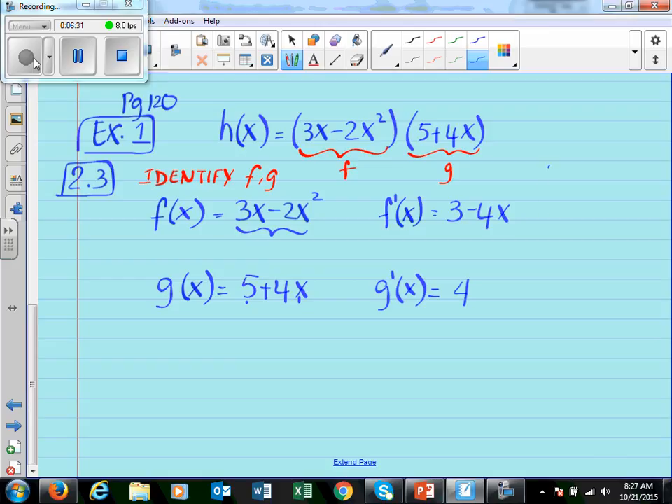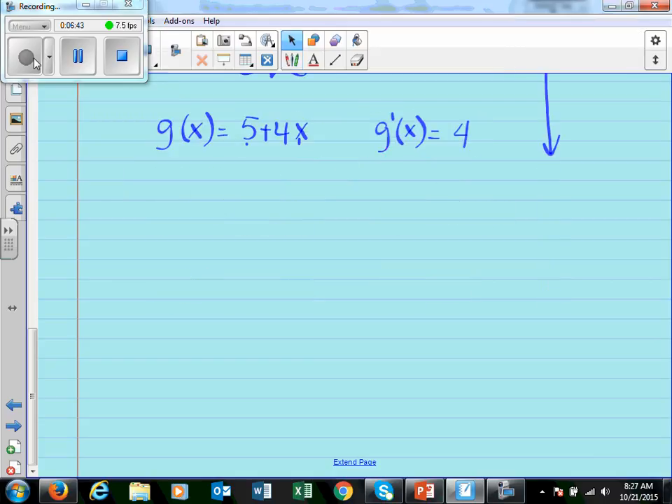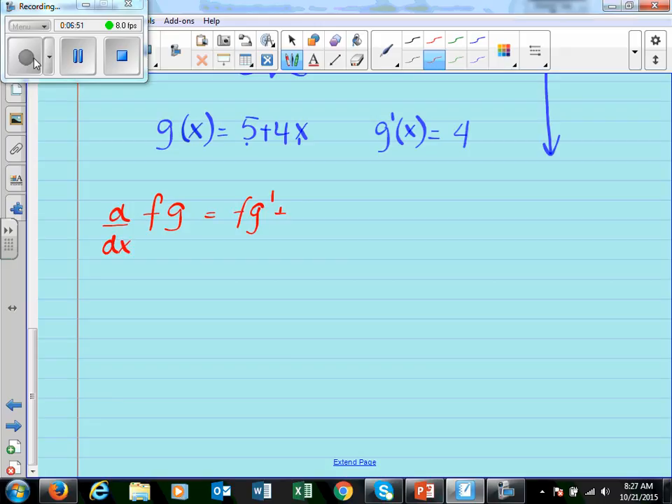In this step, all we are doing is setting up the problem. The first step is to identify f and g. The second step is to find the derivatives. Now the next step is to apply the rule. The rule is d over dx of f times g is f g prime plus g f prime.